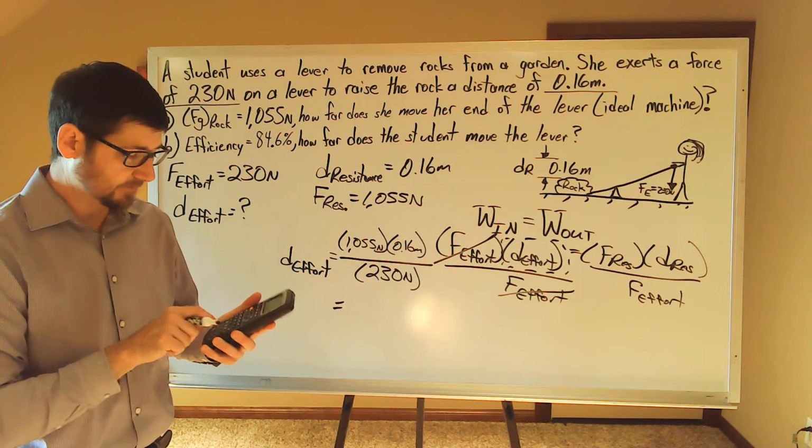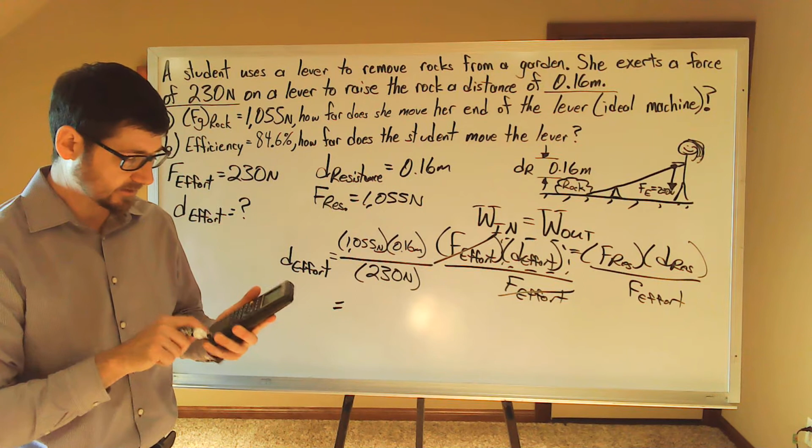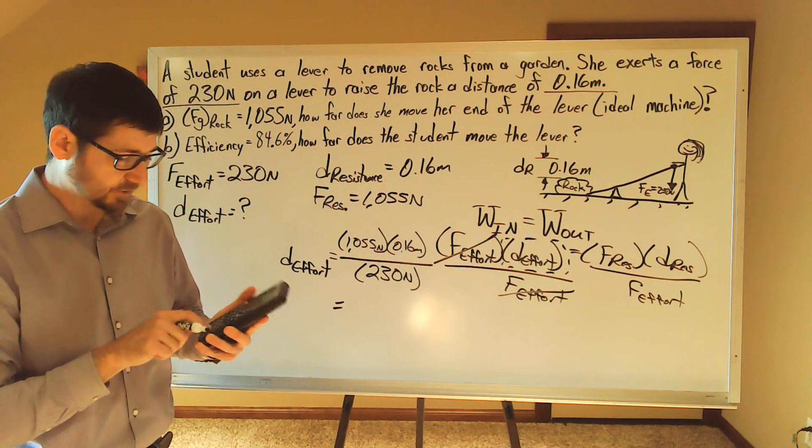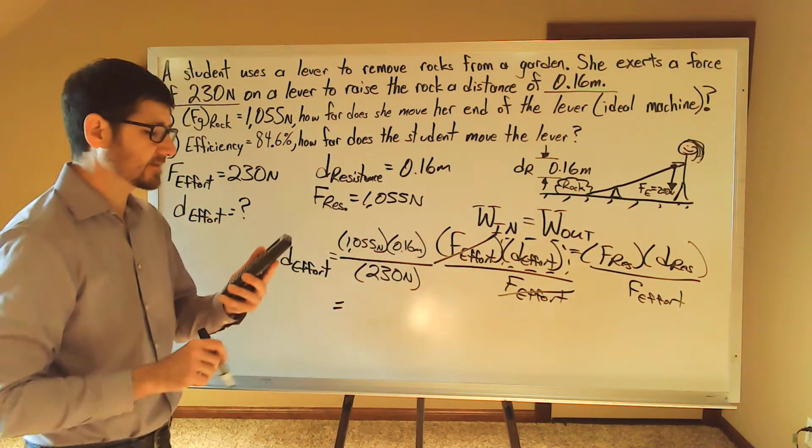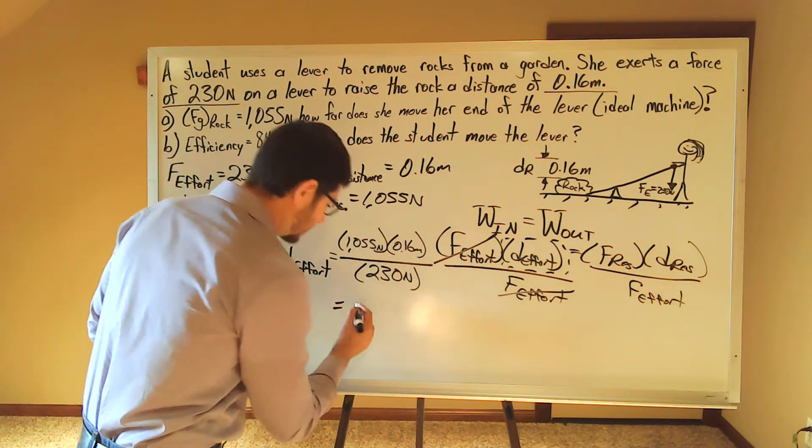So 1,055 times 0.16 divided by 230. This is going to give me 0.734.